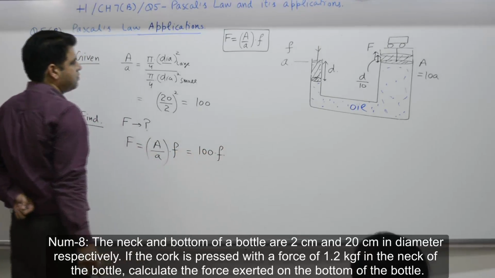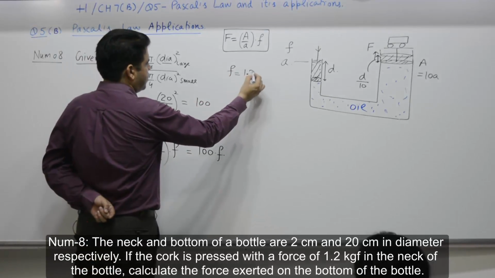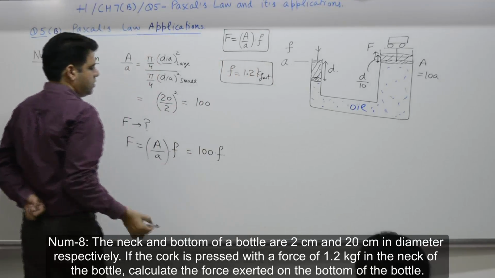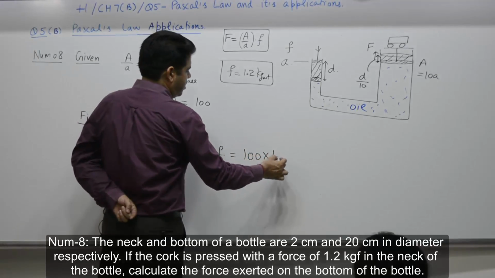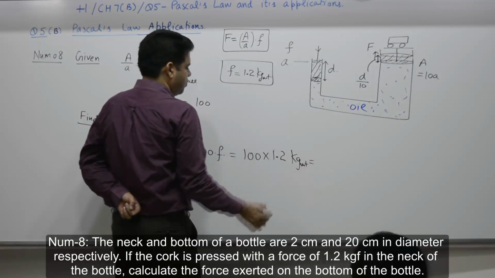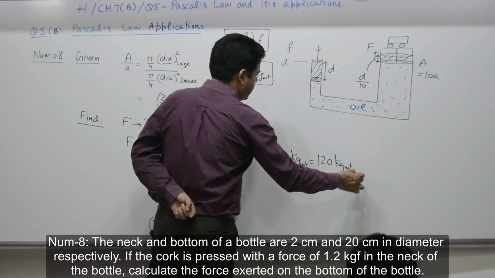What is the value of small f given? Small f is given as 1.2 kilogram weight. So 100 into 1.2 kilogram weight comes out to be what? 120 kilogram weight.